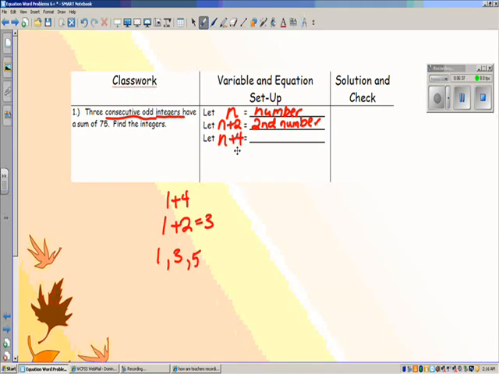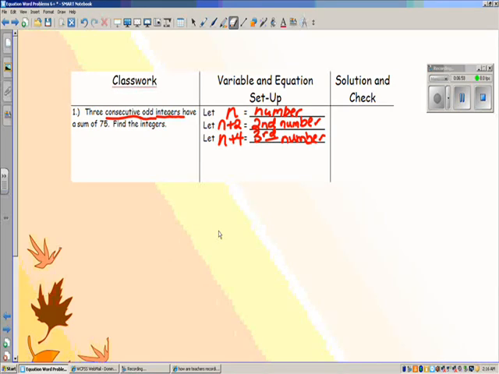This would stand for our third number. Make sure you're writing this down with me as we go. So I'm going to erase this because this was just to kind of guide you in setting up your variable.